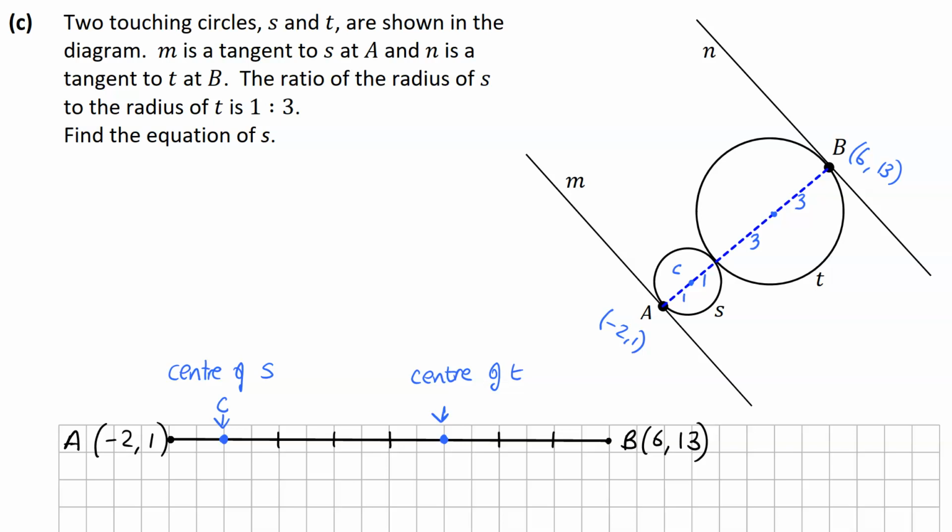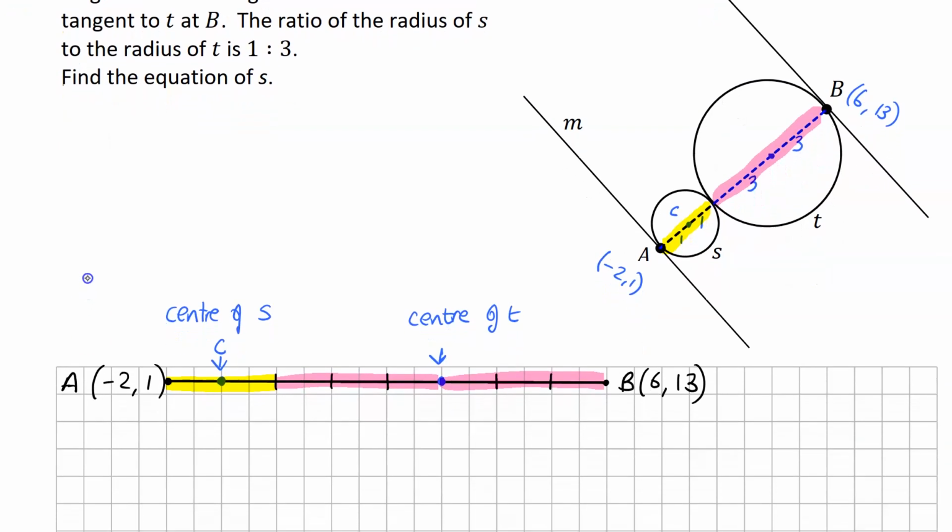So what I've done here is I've just set it out in kind of like a number line. They said the ratio of the two radii are 1:3, so we don't really care what the lengths are, just that the ratio is 1:3. Okay, so there's our first circle there in yellow, and there's our second circle there in pink. Okay, 3 parts and 3 parts.